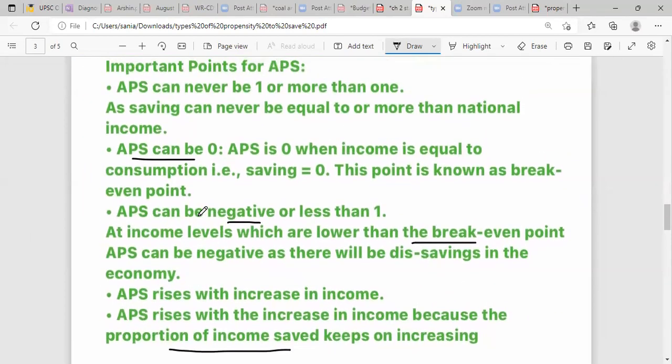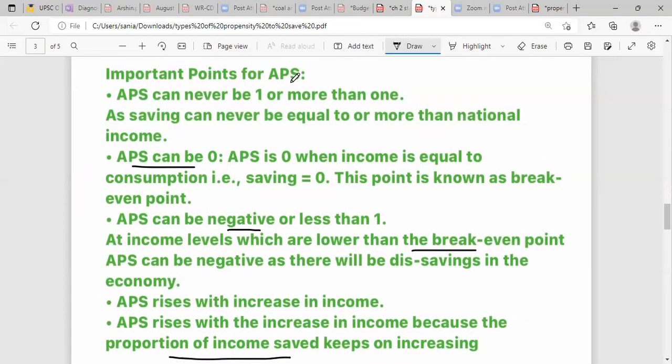Clear all the points? Yes, ma'am. So you will write hashtag important points for APS.